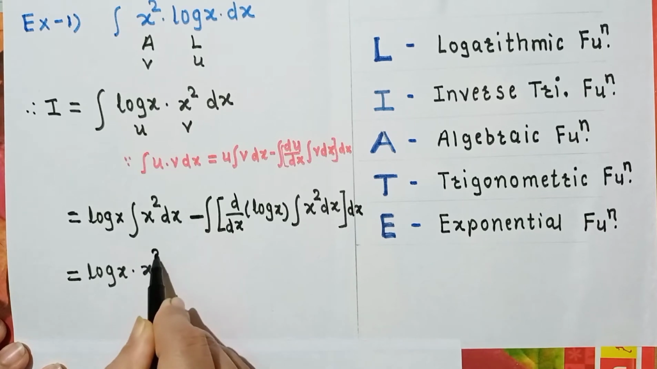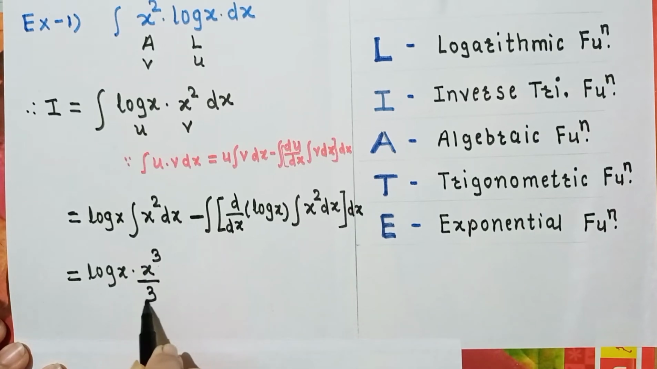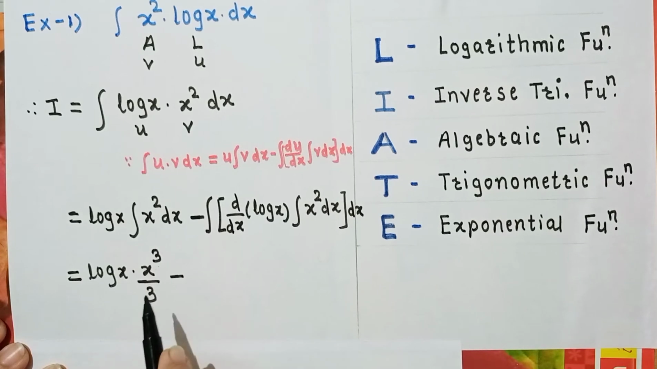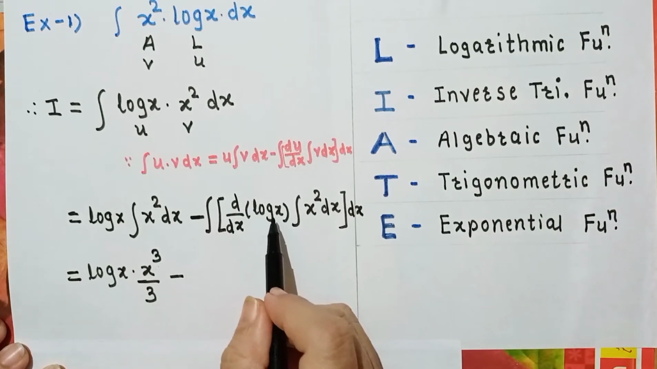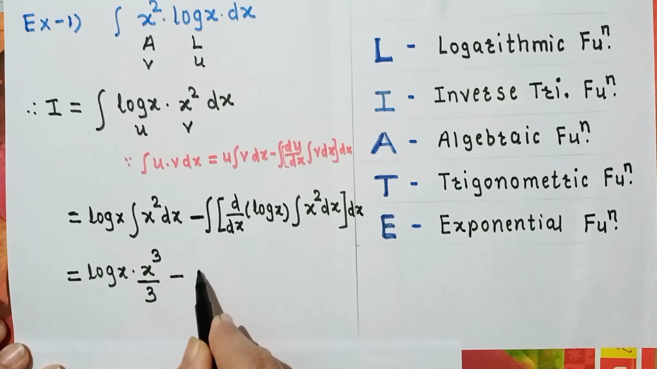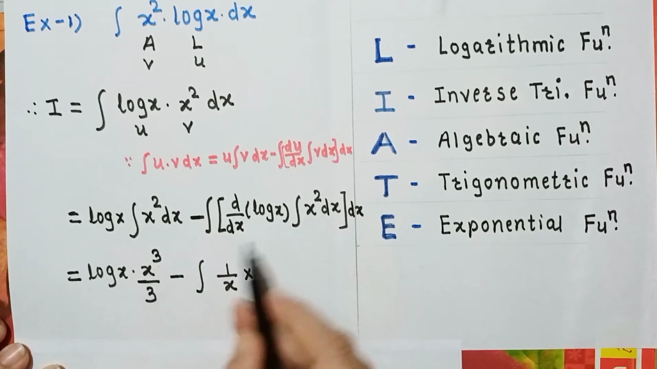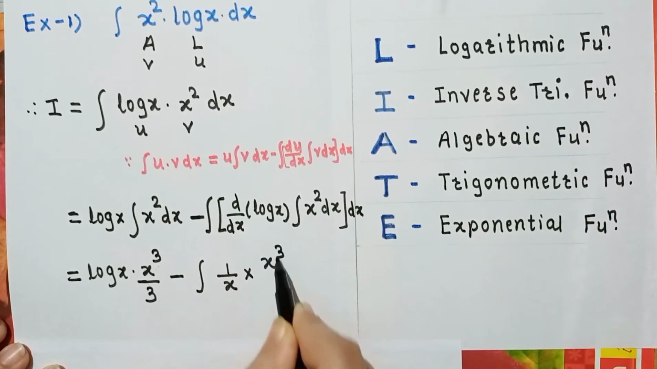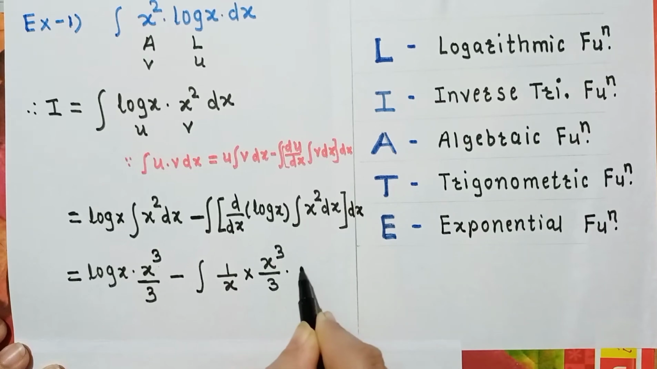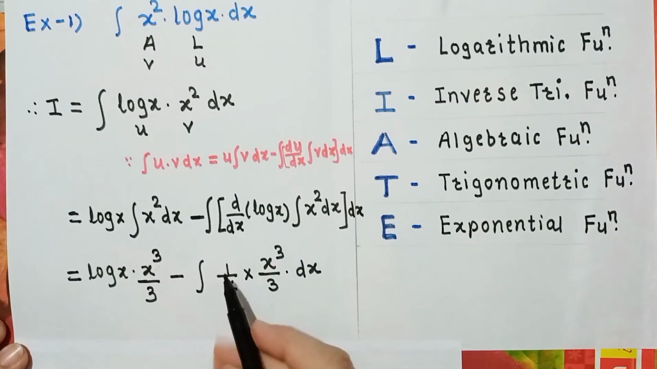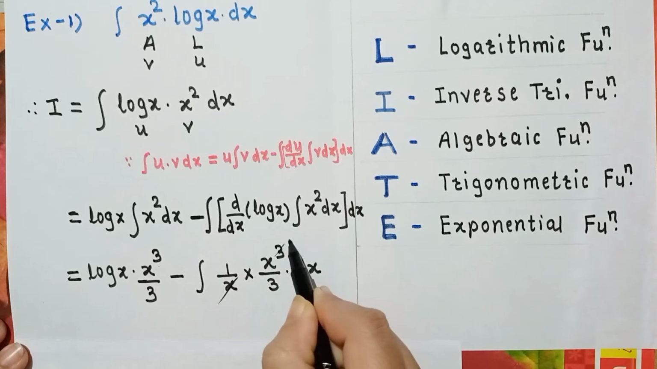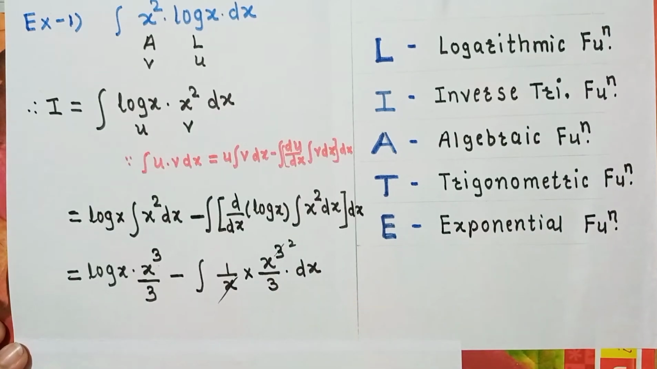So its answer is x cube upon 3. Then middle sign minus, derivative of log x is 1 upon x. So this integration as it is, then derivative is 1 upon x, and integration of x square is again x cube upon 3 into dx. Now here 1 x gets cancelled and here x square remains.